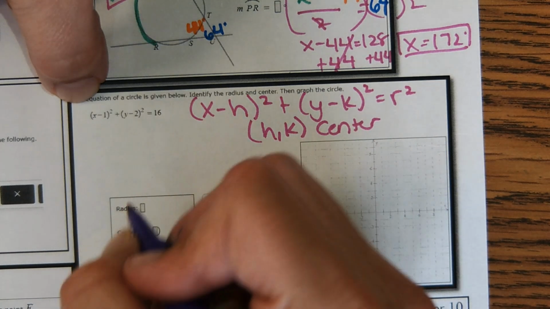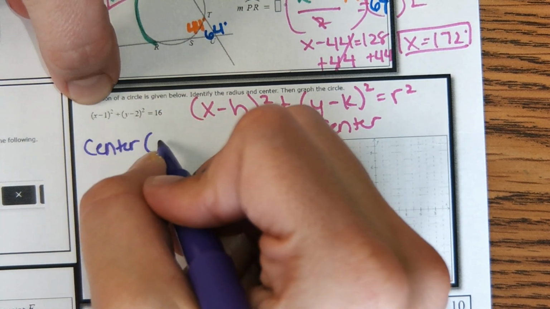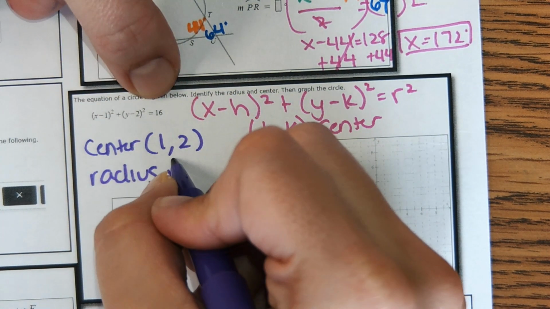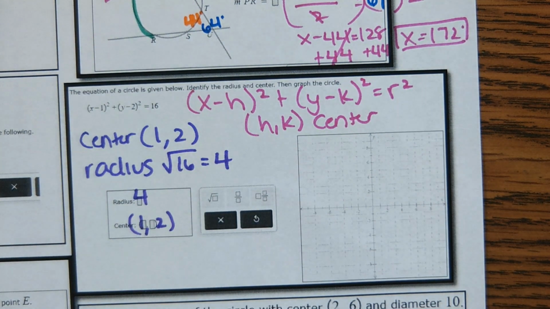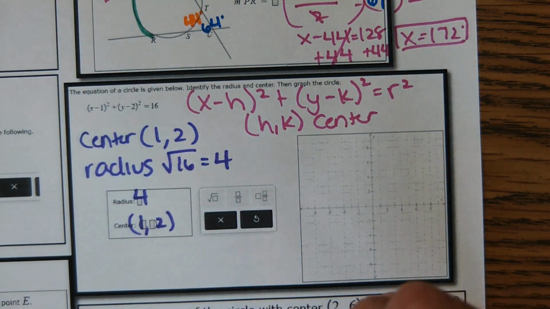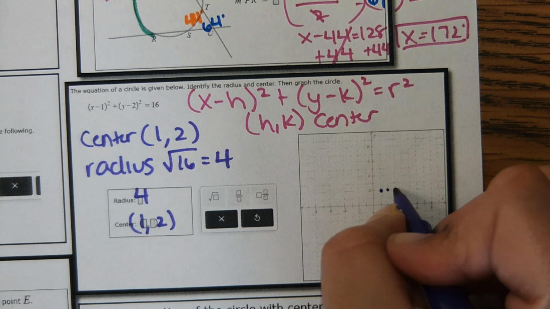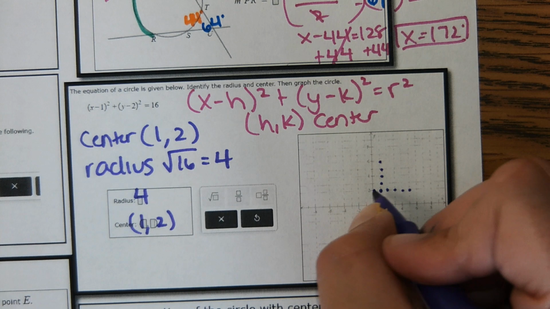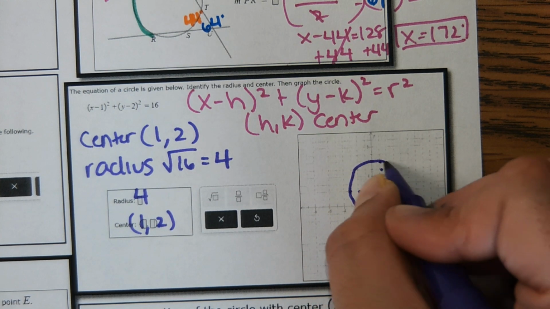Okay, so then from here, it asks for the radius and the center, so just pull it out of the equation. The center is going to be positive 1, positive 2. We're just taking those numbers out. And then the radius is the square root of 16, which equals 4. So 4 and (1, 2). And then once you have the numbers, you can graph it. So (1, 2). And from the center, I'm just counting out 4 units in each direction so I can draw the circle. This part will be easier on the computer because it'll be more perfect.